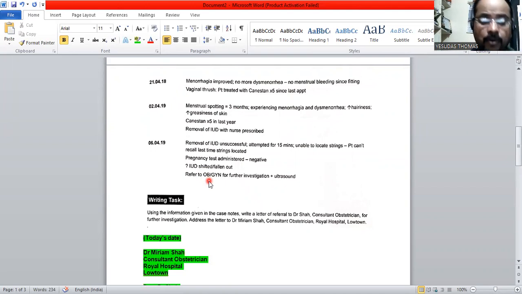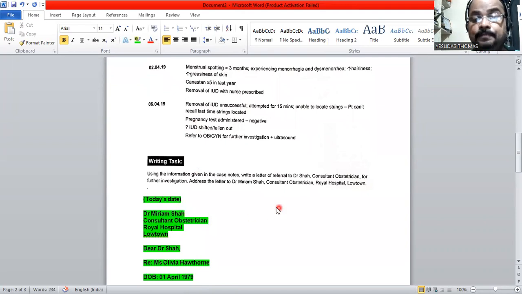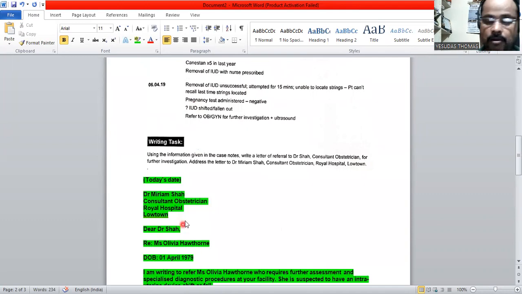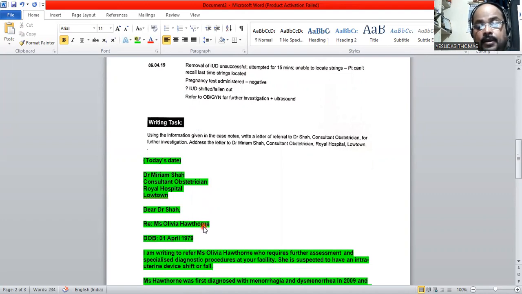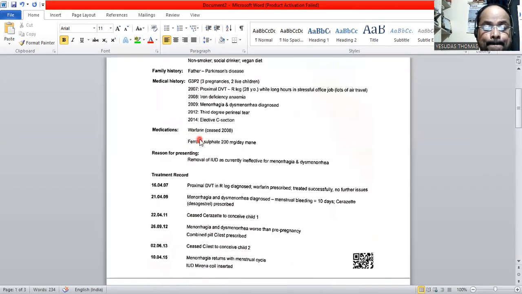As far as the date is concerned, it's not given, so you are not going to write today's date, you just write today's date here. Dr. Miriam Shah, consultant obstetrician, Royal Hospital, Lowtown. Dear Dr. Shah, the first name, the surname. Reference Miss Olivia Hawthorne and date of birth 1st April 79. Yeah, okay, 79.